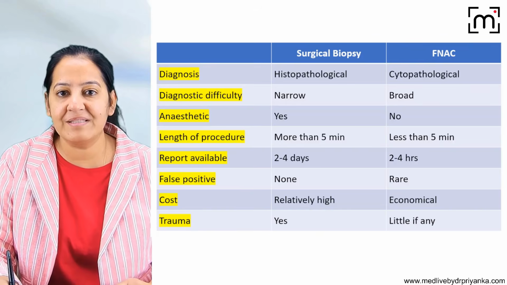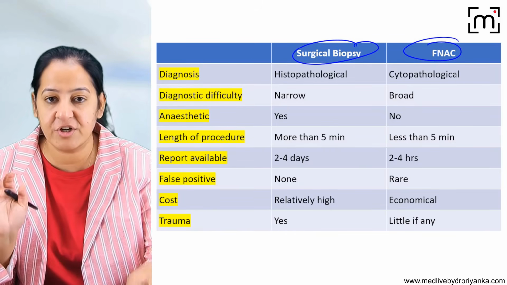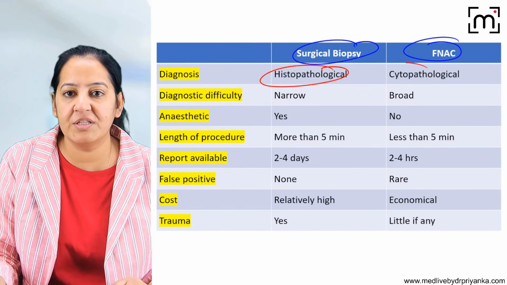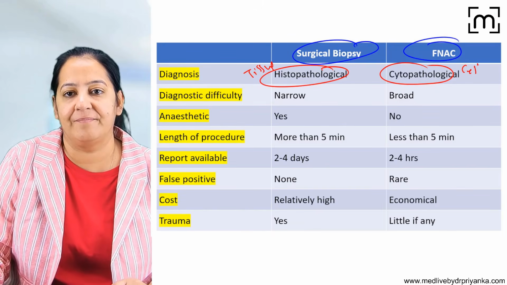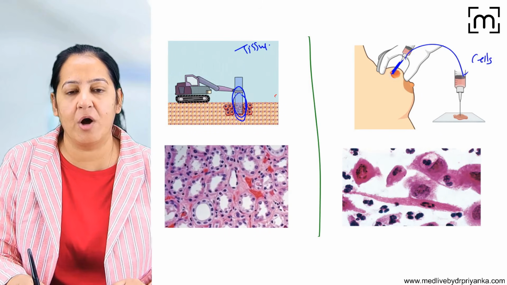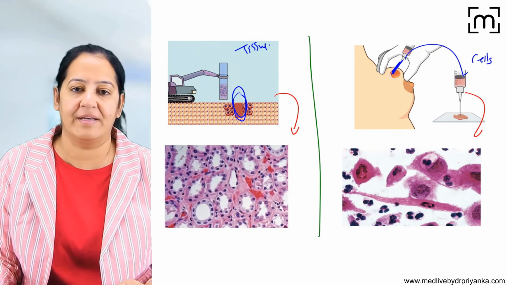So what is the difference between surgical biopsy and the FNAC? Sometimes you get a question on that. Now this is histopathology, this is cytopathology. Here we do examination of tissue. Here we do examination of cell. You can see here tissue is taken out and examined. Here cell is taken out and examined.